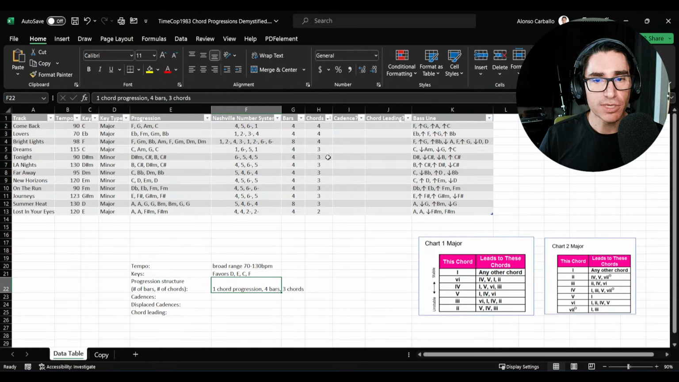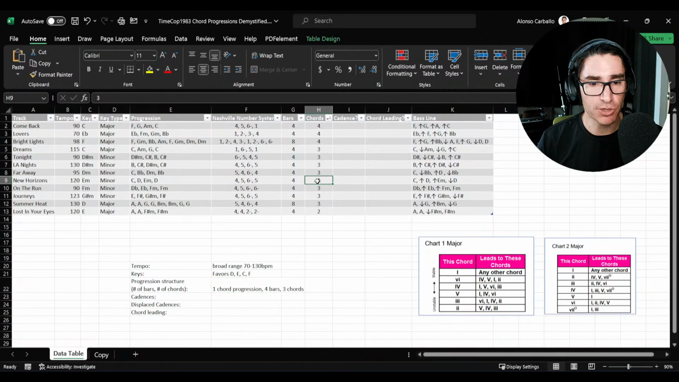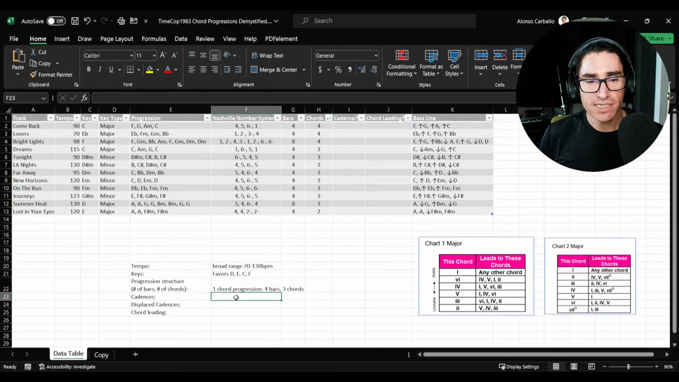Cool. So here we're really getting a deeper understanding of some of the musical components of TimeCop's music, which is pretty cool. All right, now let's talk about cadences, displaced cadences, and chord leading, which is some of the stuff that I've been showing you over the past couple of weeks. And before I get there and take a sip of water, let me see if there are any questions in the chat.